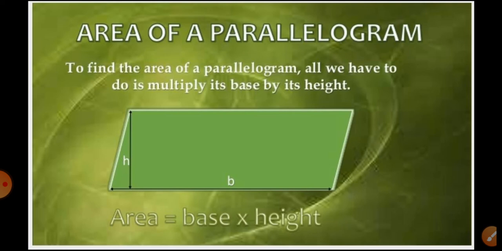After that, area of a parallelogram. To find the area of the parallelogram, all we have to do is multiply its base by its height. That means area is base into height. So, area of the triangle is half into base into height and the area of the parallelogram is only base into height. Remember it. Base into height.